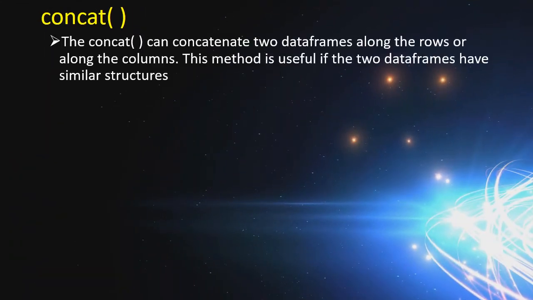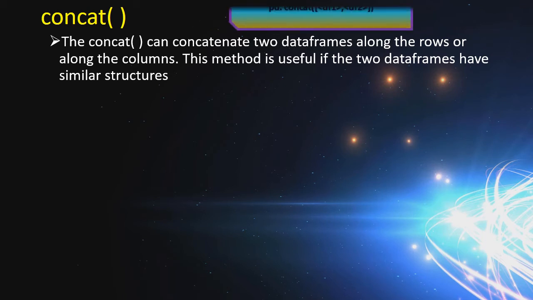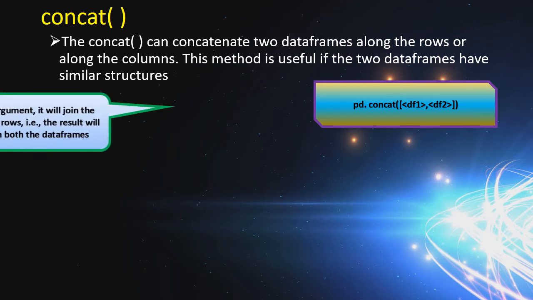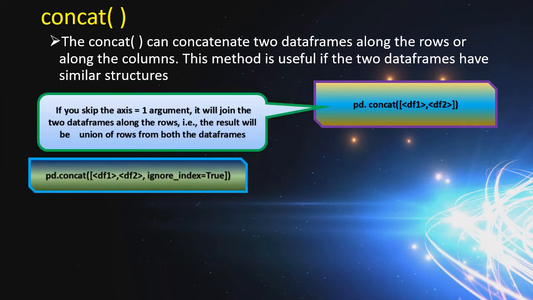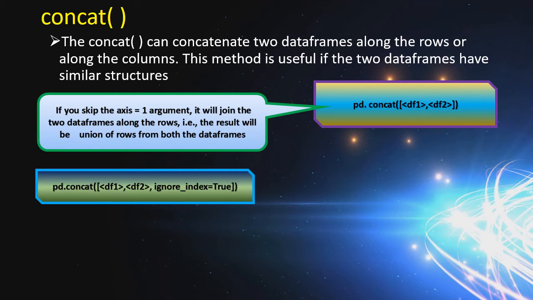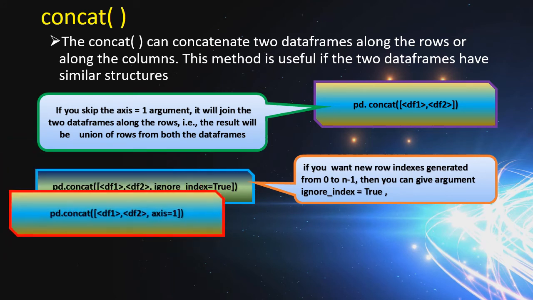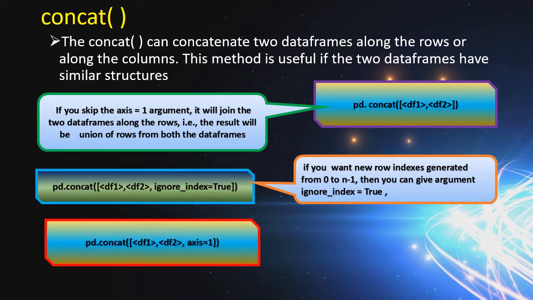Concatenate means we can join the data frames along the row wise or column wise. So the syntax is pd.concat of, in square brackets, data frame object 1 comma object 2. If we don't want to display the index, we can use ignore_index equal to True, then the index will be displayed continuously. You see in the example.